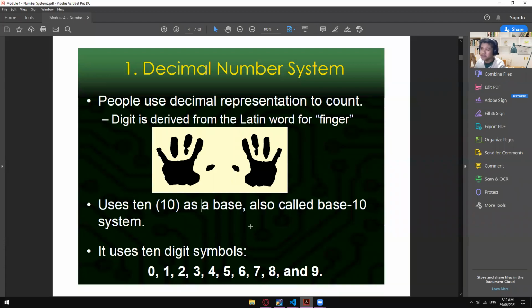But take note, even though this is a base 10, it doesn't end up with 10. Why? Because in computer, we always start with 0. We count starting from 0 and then incrementing, depending on what number it will end to. So if we have the base 10, it's 0 to 9, not 1 to 10. Just take note on that one.